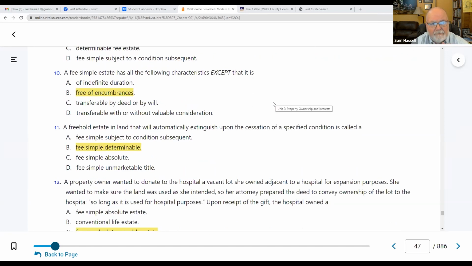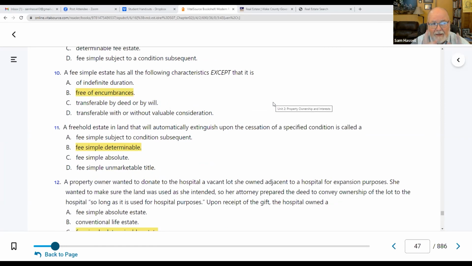Number 10. A fee simple estate has all of the following characteristics except that it is... All right. So it is, that means it could be encumbered. We're going through the encumbrances now, right? It could have liens on it. It could have easements on it. It could have encroachments on it. So there's no guarantee that it doesn't. We have to get those cleared up or understand that we're going to have to live with them.